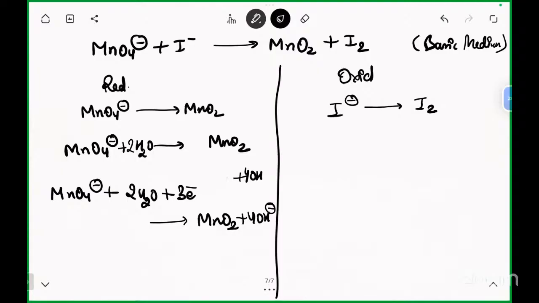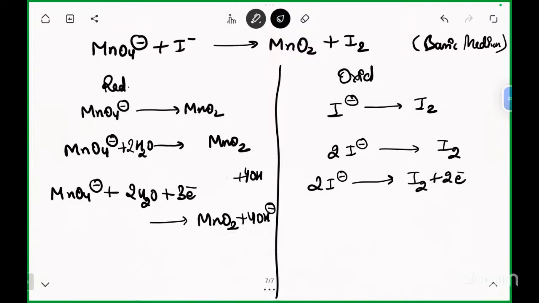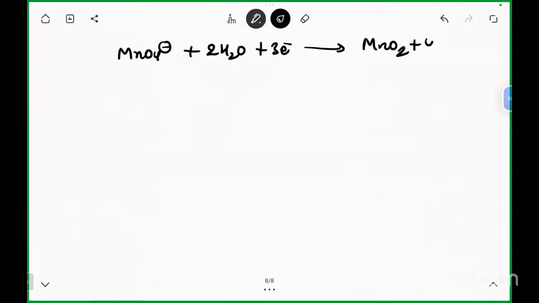On the other side, 2I negative will convert into iodine. For balancing the charge, it will be 2I negative gives I2 plus 2 electrons. So both sides have 2 negative charges, so the charge is also balanced. Now for our overall reaction, just write both the reactions together. It will be MnO4 negative plus 2H2O plus 3 electrons gives MnO2 plus 4 OH negative. And the second equation was 2I negative gives I2 plus 2 electrons.